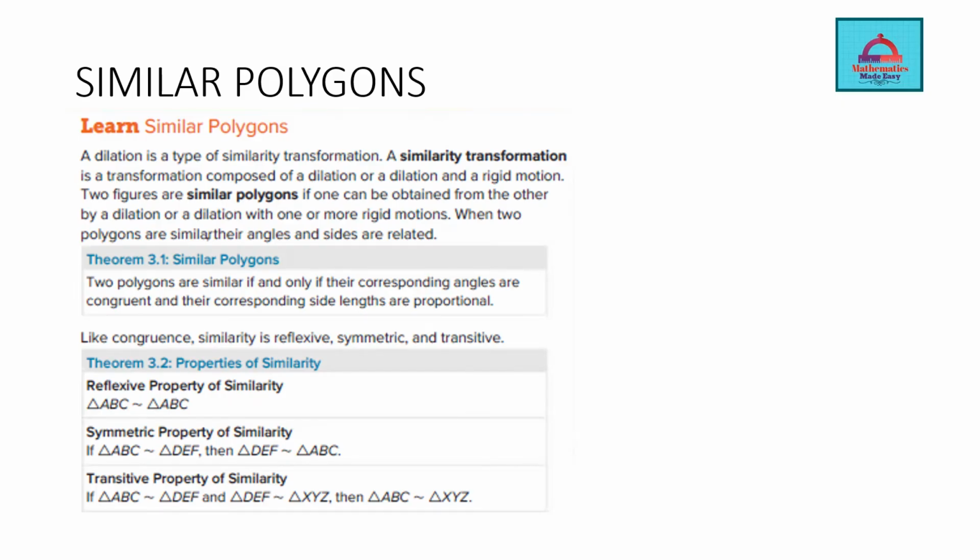Now, talking about some important terms, a dilation is a type of similarity transformation. That's very true, because in a similarity transformation, you have either enlargement or reduction happening, and that's the same thing that happens in dilation. Also, similar polygons are the same shape but different size, so one can be obtained from the other by a dilation or a dilation with one or more rigid motions.